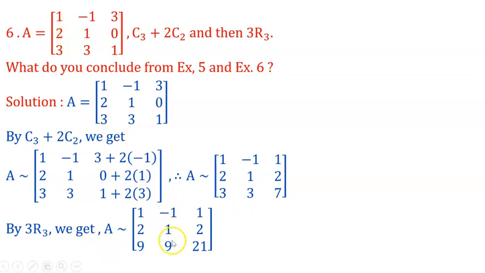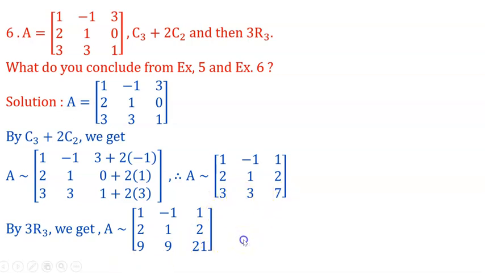That is, multiply the third row by 3. Keep the first and second as they are. Then you will get here the new matrix 1 minus 1 1 2 1 2 9 9 21. Okay, that is 3 into 3, you will get here 9, 3 into 3 9, 7 into 3 21.